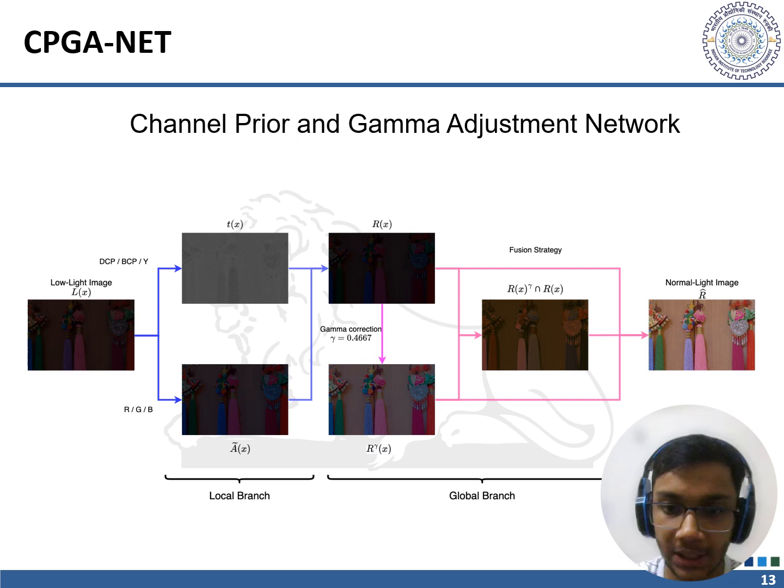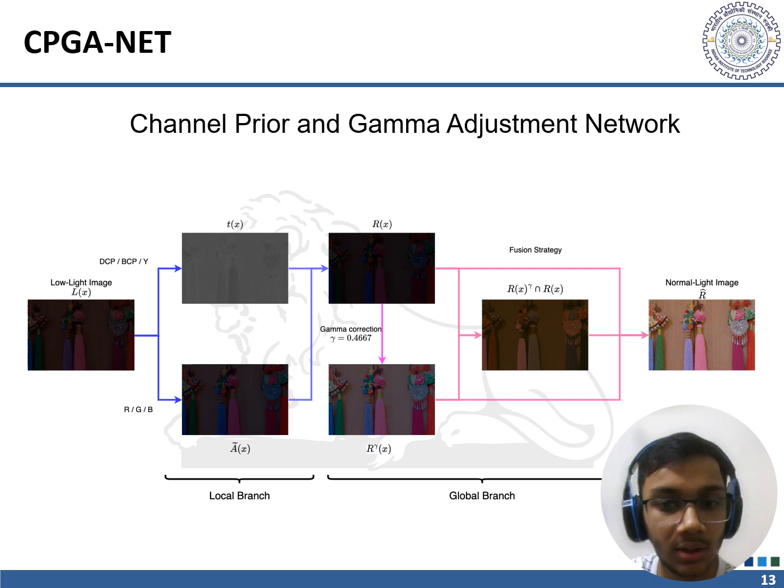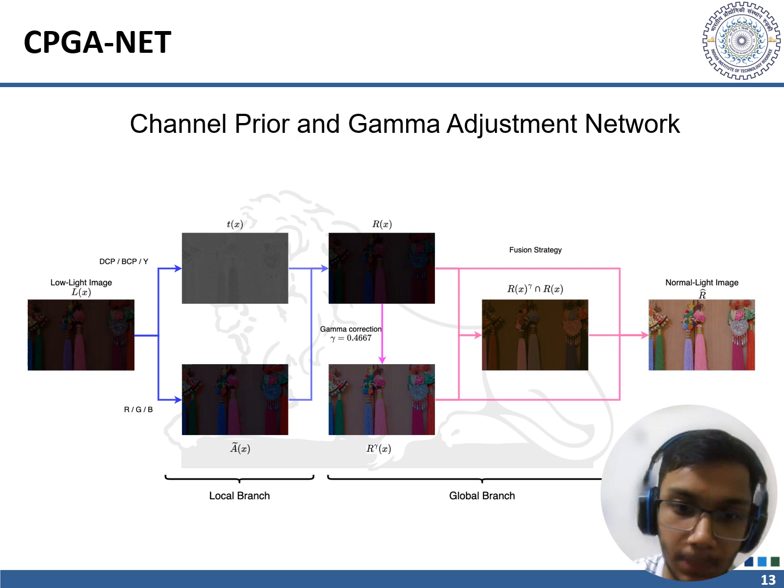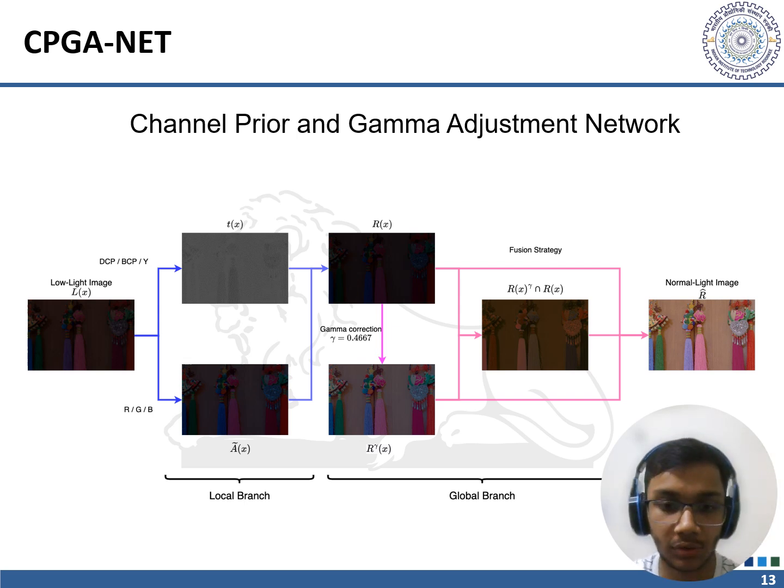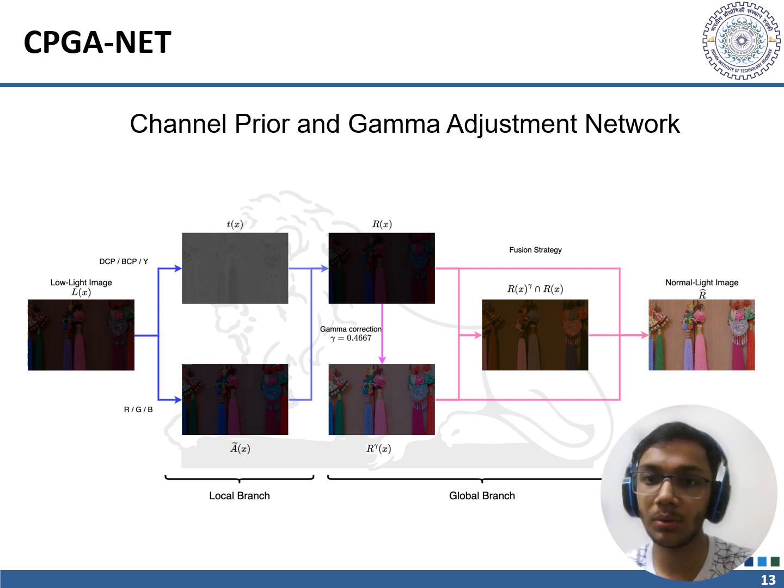Moving on, let's discuss some models to enhance low light images. The first one I am picking up is CPGNet, and the full form is Channel Prior and Gamma Adjustment Network. Here is a diagram to simply show you how it works. Let's go into a little detail.